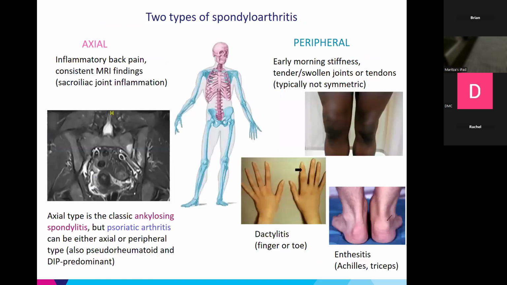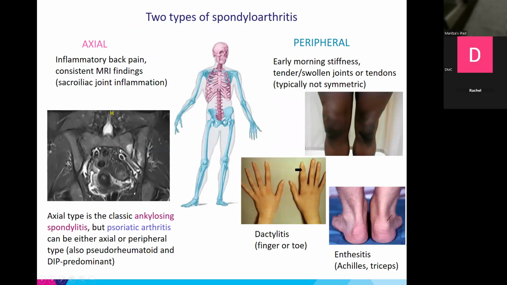So I alluded to this already. There are two types of spondyloarthritis in the psoriatic family. You can either have predominantly inflammatory back pain, meaning the pain is associated with significant early morning stiffness. It's not just pain after, say, a hard day's work, but it's already present in the morning, and there's stiffness, meaning a difficulty in moving the back. Some patients have difficulty just getting out of bed.